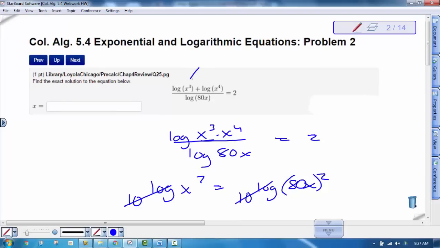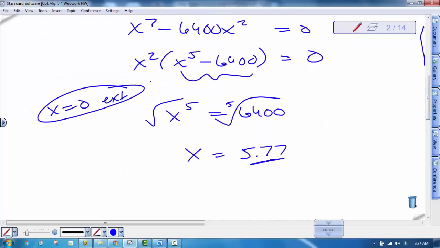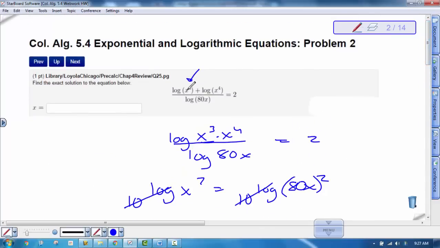I know it's actually really hard to plug this into your calculator and see if it works because you don't want to round it at all. So you want to take that decimal in your calculator that's not rounded, cube it, and then take the log of it. It's a lot of work, but it's good practice to try this. You do get 2, and it does work. So your solution is the 5th root of 6400.